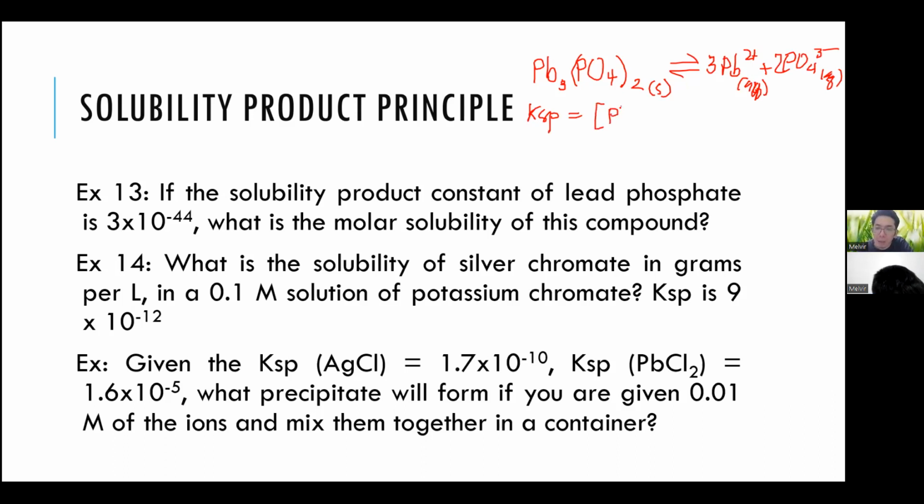So, Ksp is equal to Pb2+ raised to what? Raised to yung 3. Cube. Okay, and then phosphate raised to 2. So, di ba lahat naman sila manggagaling, tingnan mo Josh ha, lahat sila ay manggagaling kay lead phosphate, no? So, X to, so 3X and then 2X to. So, this is equal to, the Ksp is 3 times 10 to the negative 44.